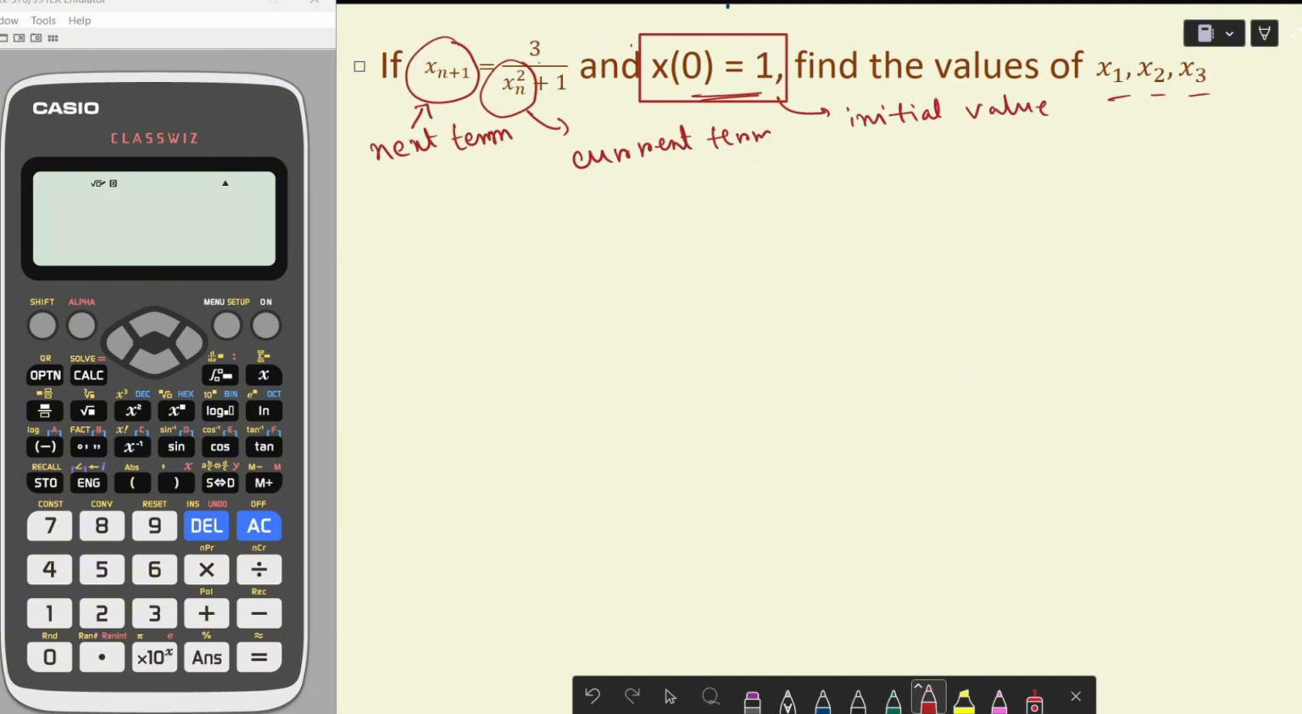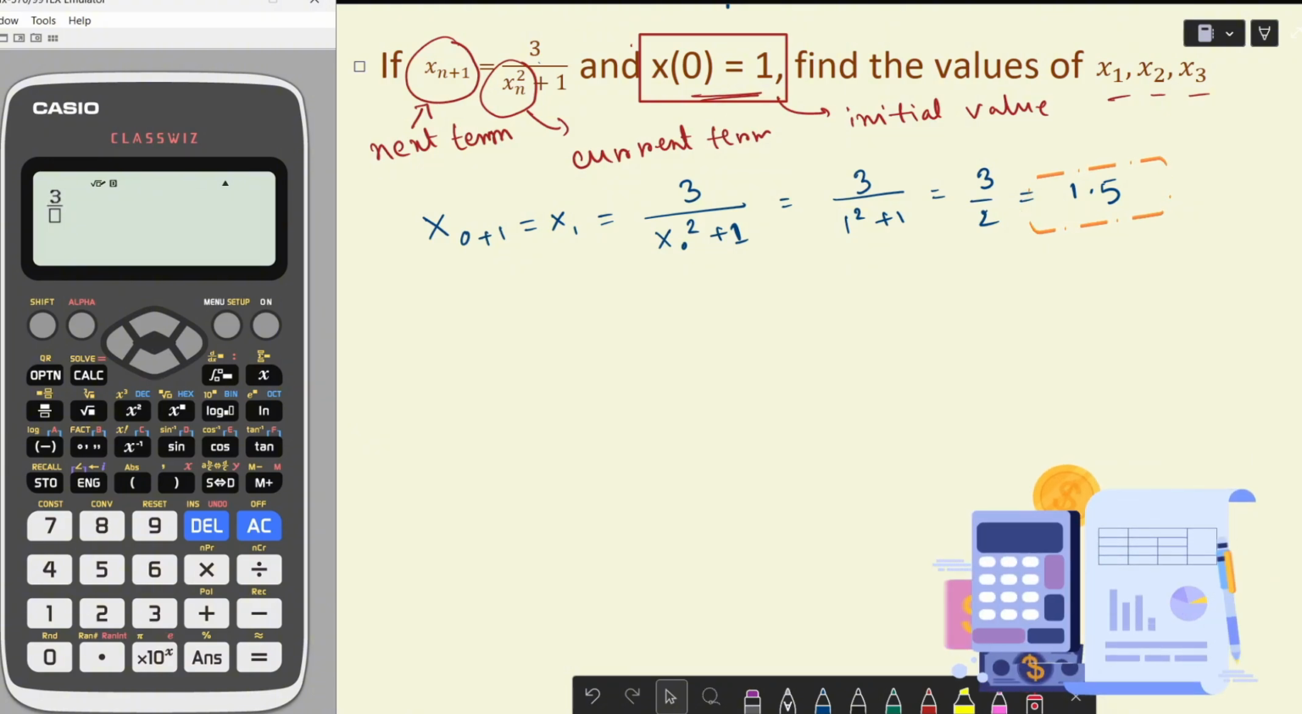They have given an equation in terms of x(n+1) and xn, where x(n+1) is the next term and xn is the current term. The initial value x0 is given and we need to find x1, x2, x3. So what will you do? We will first insert the value of x0 in the given equation. Then we will get the value of x1, which is 1.5.